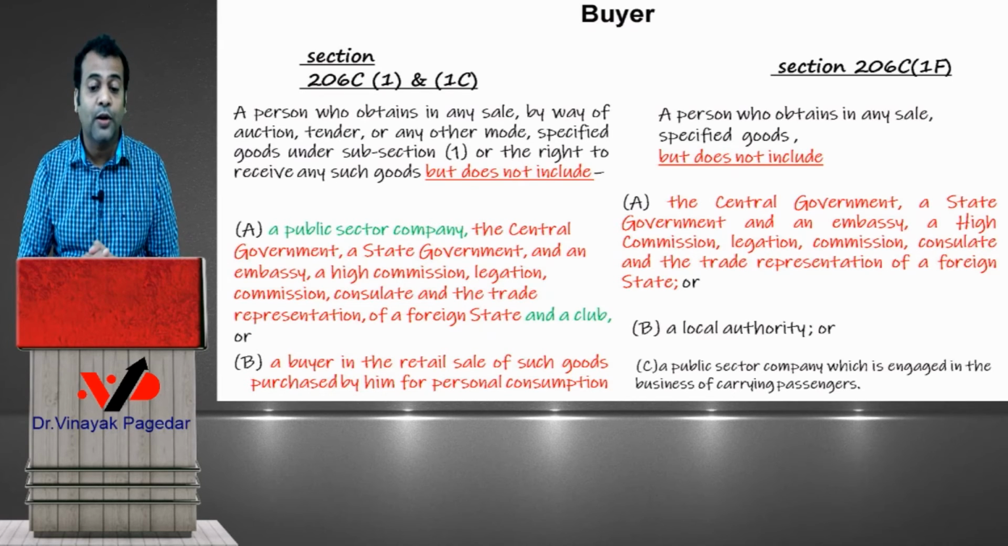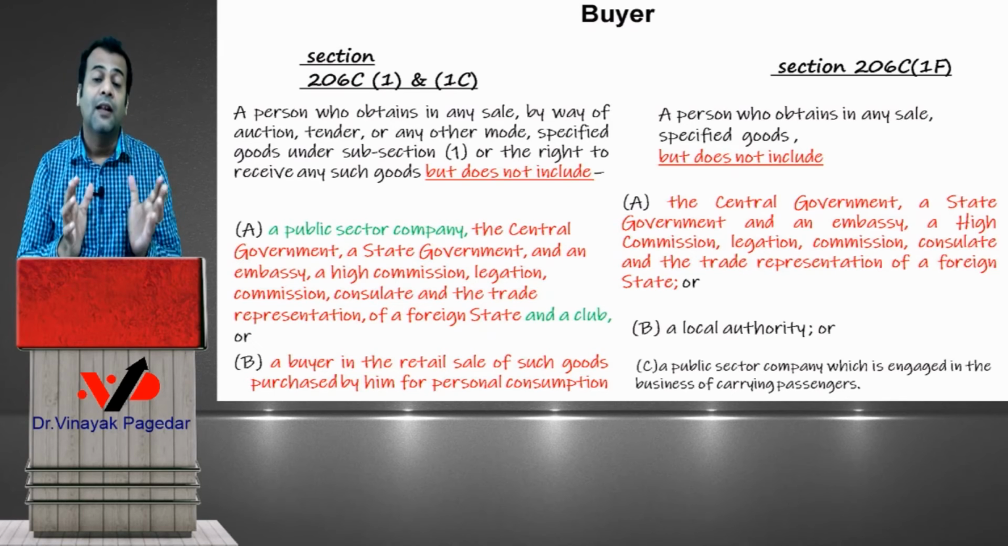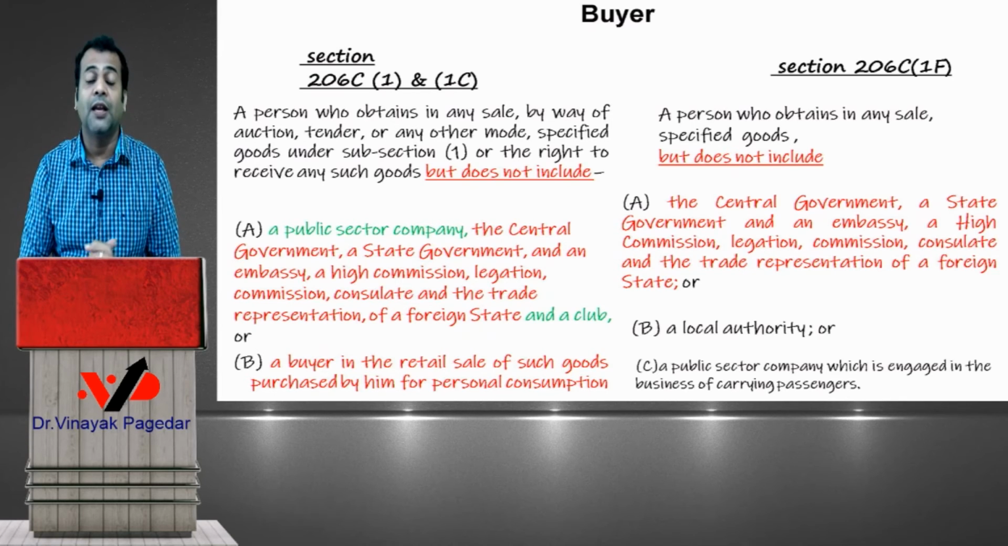Also a local authority. And the last point is a public sector company which is engaged in the business of carrying passengers. So any public sector company that buys a vehicle to ferry passengers will not be liable to TCS. So I hope this is very, very clear.